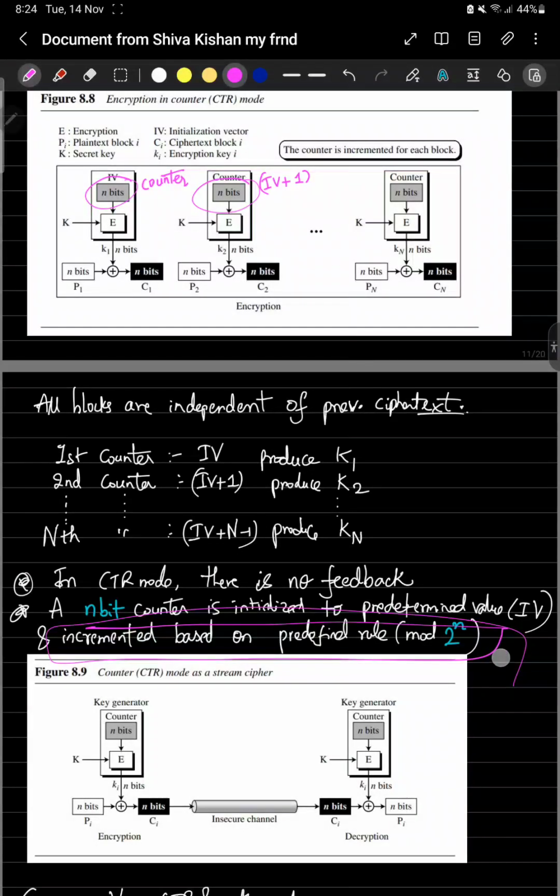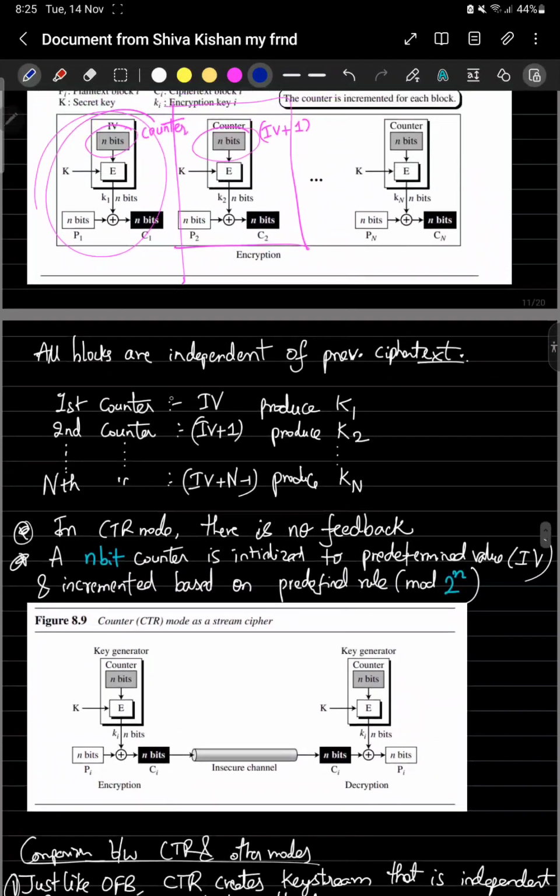Can you explain what is meant by no feedback? See, is this block depending on this block or not? No. Previously we were sending something to here, so this is called feed. If you are sending something here, this is called feedback. If you are not sending anything, then they are not interdependent. Exactly. So basically all blocks are independent of the previous ciphertext.